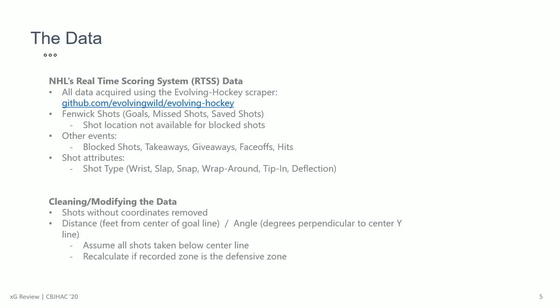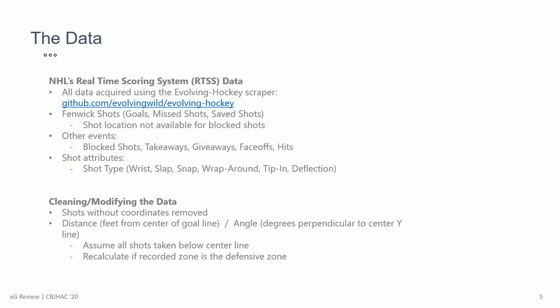And then each shot has an attribute of being a snapshot, a wrist shot, all of those good things. And then, as always, we have to do a lot of cleaning, just very high level. So first of all, shots without coordinates are removed. And then second of all, the distance and angle calculations. So we assume that all shots were taken from below the center line. And the reason for this is because of the way that the data is recorded. Teams flip sides for each period, and it's not standardized across all NHL arenas.